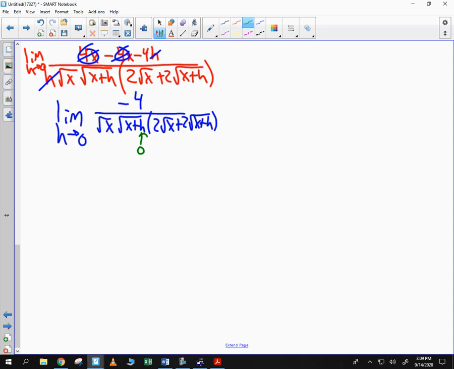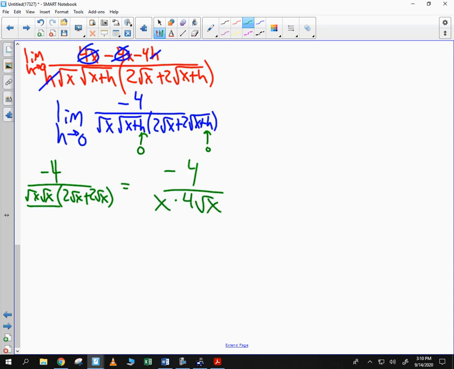So that goes to 0, and that goes to 0. So we get negative 4 over the root of x times the root of x times 2 roots of x plus 2 roots of x. And look at that. That's negative 4 over, see, the root of x times the root of x, that's x. And then 2 roots of x plus 2 roots of x, that's 4 roots of x. The 4's cancel, and I get negative 1 over x roots of x, or negative 1 over x to the 3/2 power.